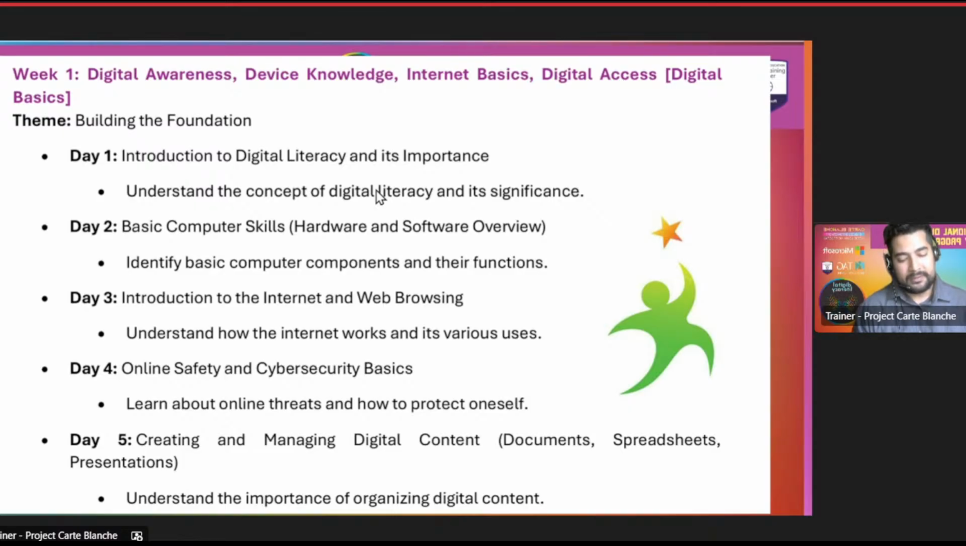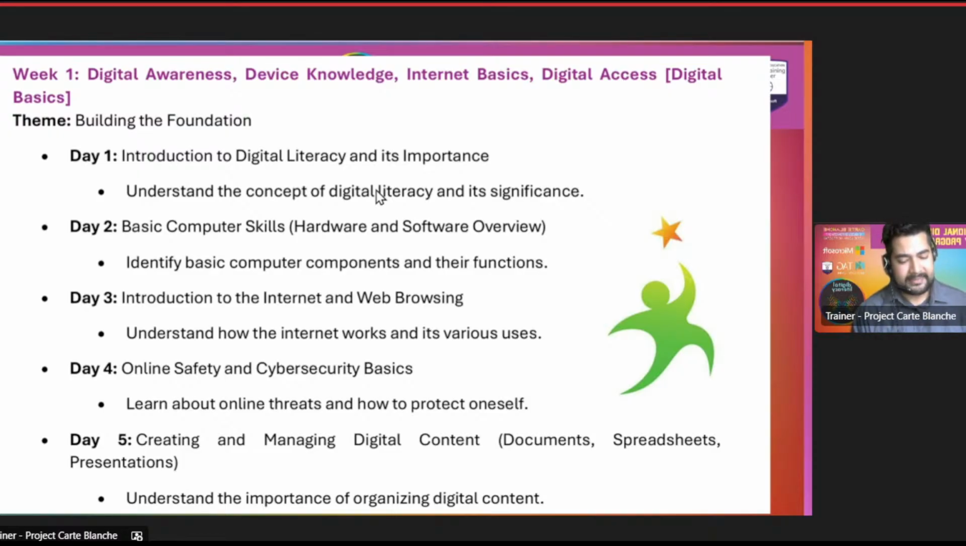And when they get the devices, they should know how to use them. Okay, so in this case, the basic computer skills play a big role here. Very important area. We talk about hardware and software. Third day, we are going to discuss an introduction to internet and web browsing.